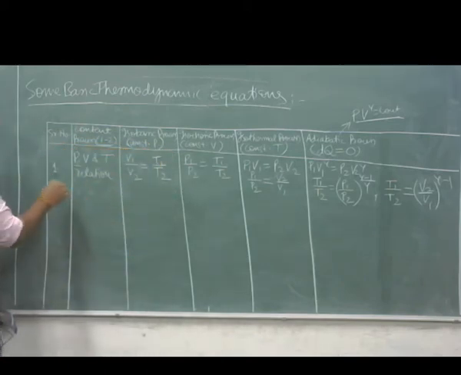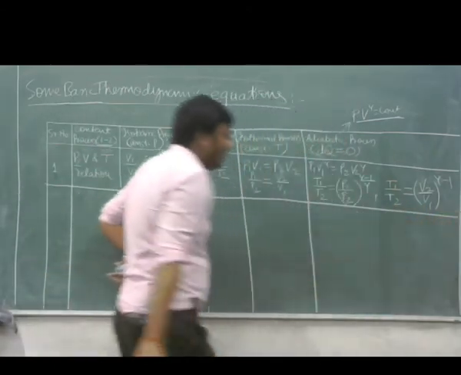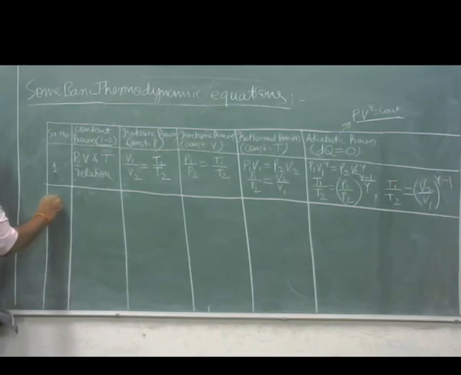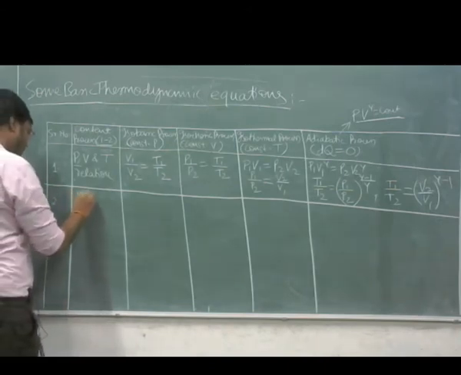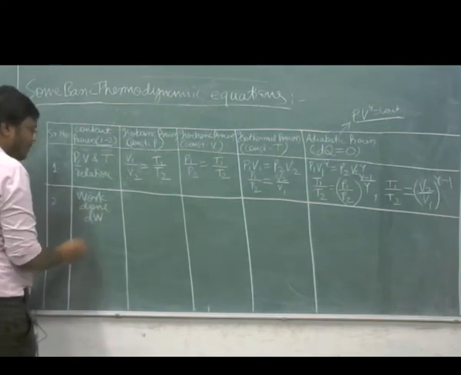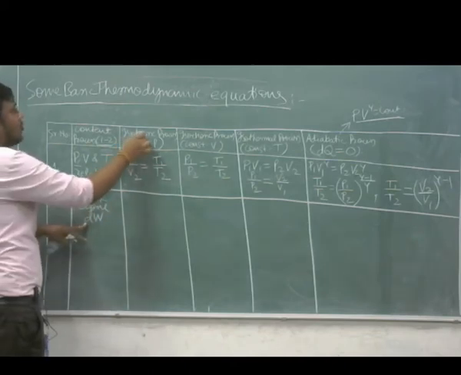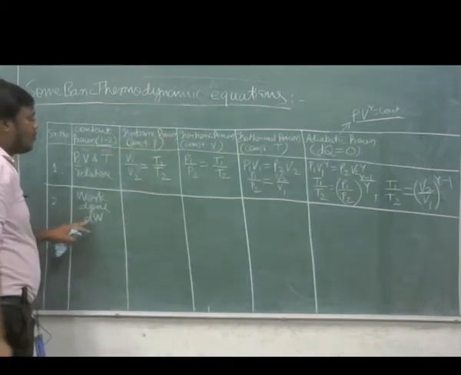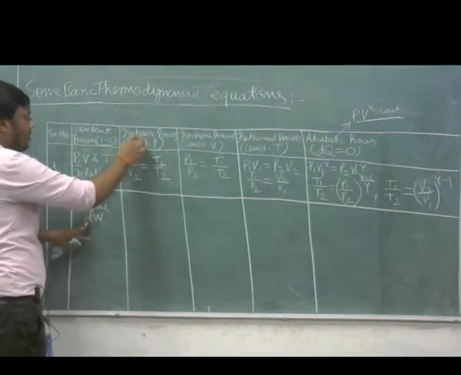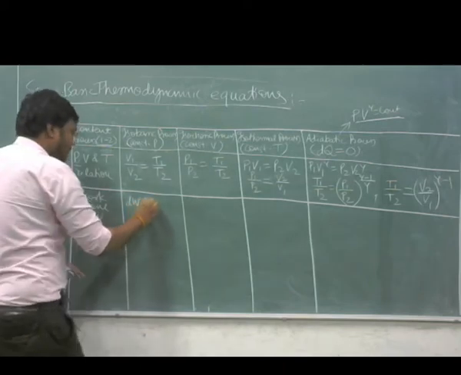Next, we are going to see the formula for work done, dW, for all these processes. First we will talk about the isobaric process, the constant pressure process. So what is the formula for work done? For the constant pressure process, we know that dW is equal to P into dV.